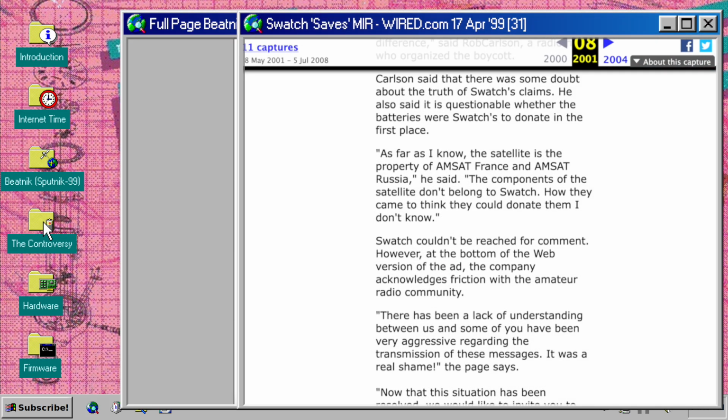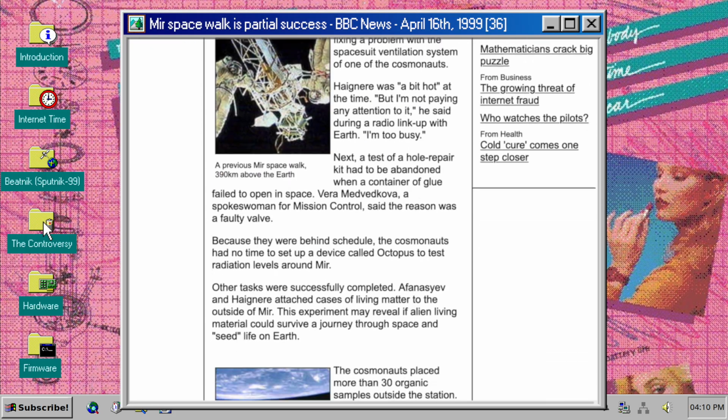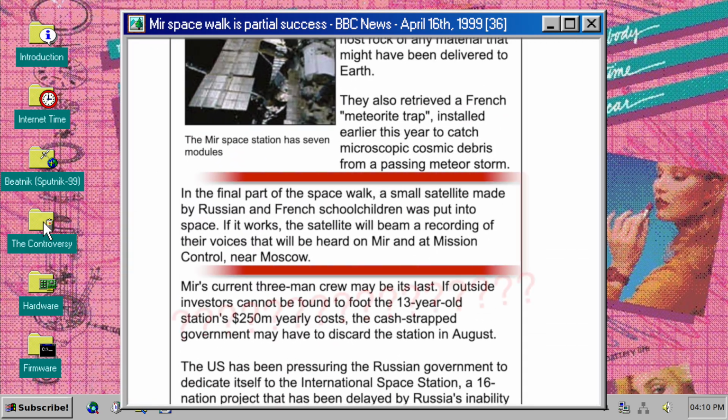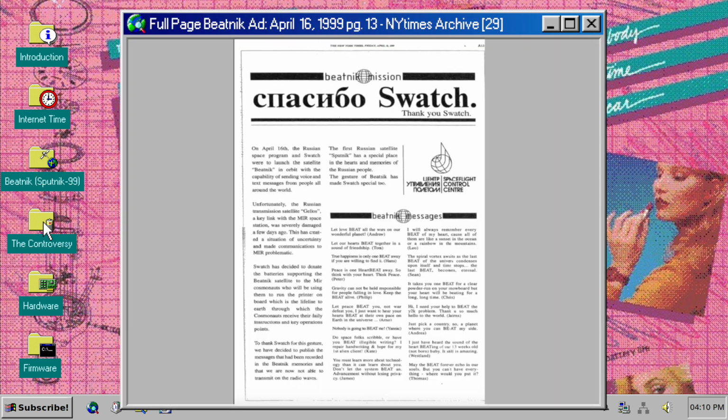All the major news agencies that covered the story at the time pointed out the discrepancy in Swatch's claims, but were not able to verify them, with the notable exception of the BBC, which reported a completely different version of events. My guess is that the Russian space agency probably suggested this framing themselves, since it let them honor their contract in some way. But again, I have no way to prove that.